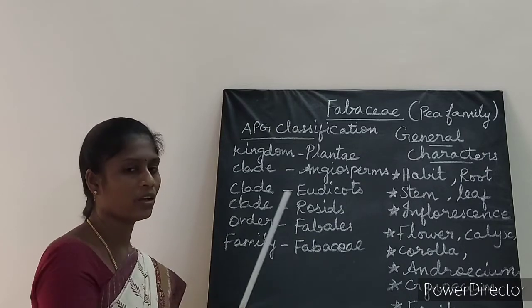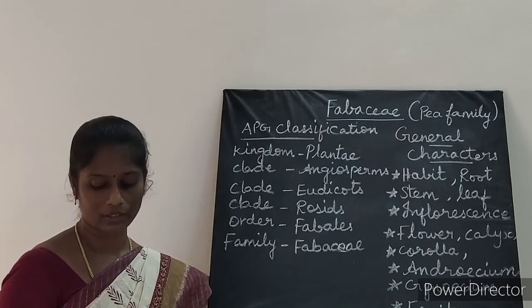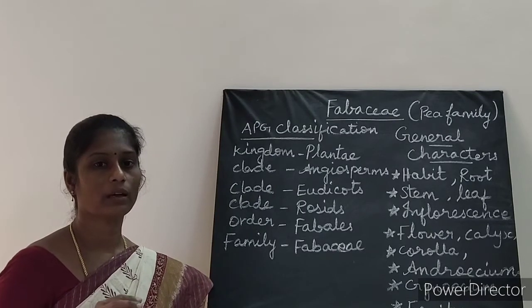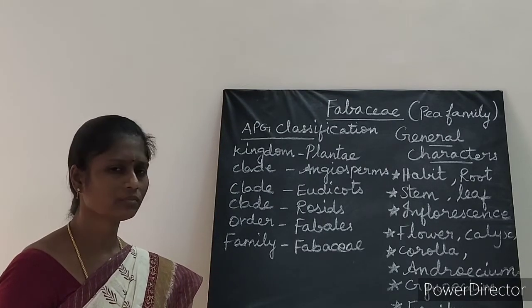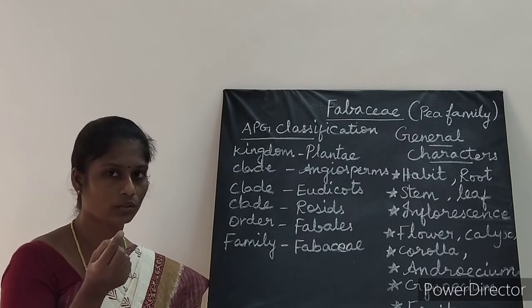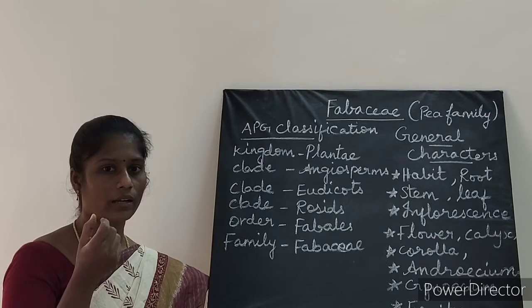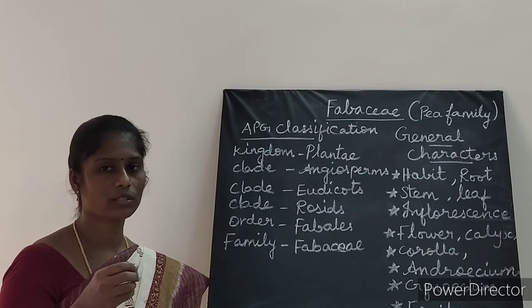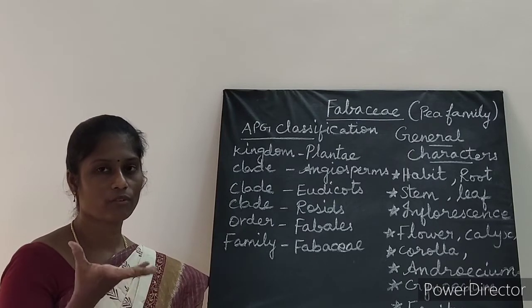Flower characters. Flower here it is bracteate, having bract, and then it is bracteolate, and then here it is pedicellate, having a stalk. Okay, flower has a stalk. And complete, bisexual, pentamerous. Bisexual means both the sex organs are present.